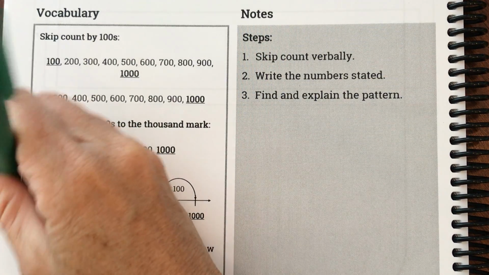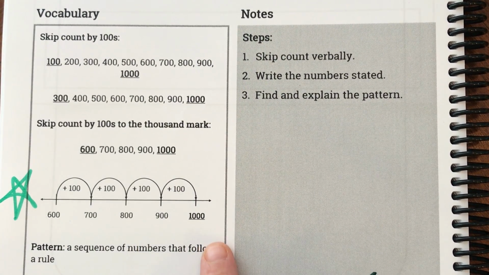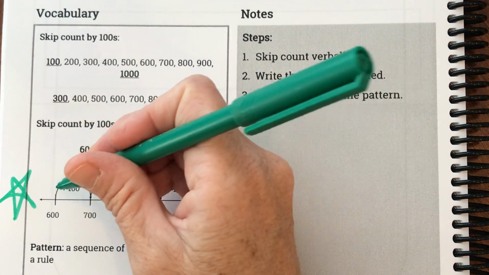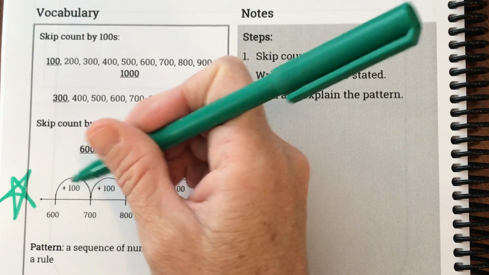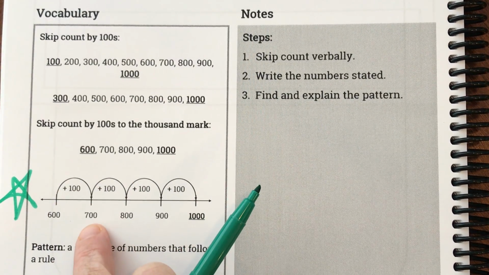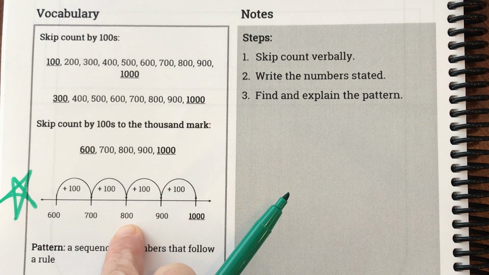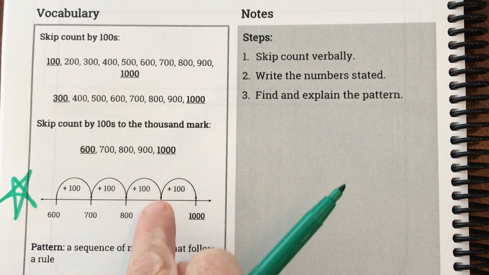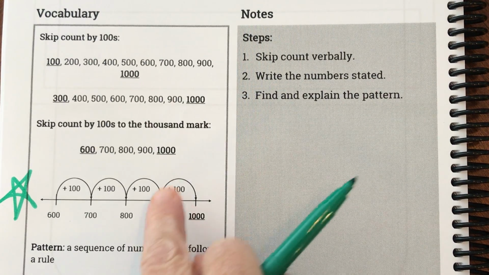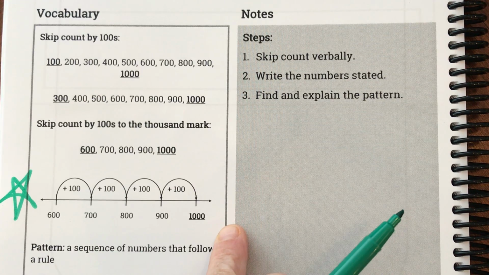Now what we're going to be doing today is using the number line like we used when we skip counted by 10s. When you skip count, last time we added 10 each time, now we're adding 100. So 600 plus 100 is 700. 700 plus 100 is 800. 800 plus 100 is 900. 900 plus 100 is 1,000. So that's what the skip counting looks like.